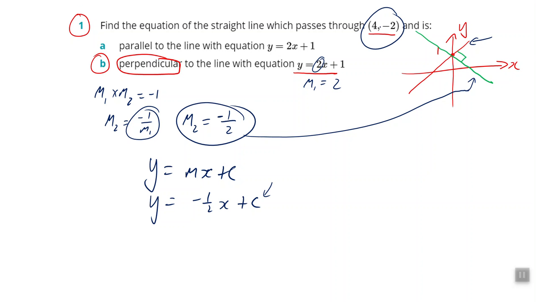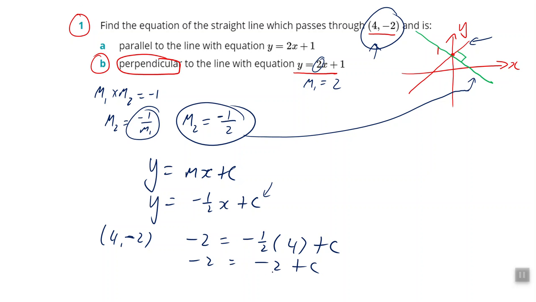You notice how both lines have that point in common. So all I need to do is sub that point in. So it'll become 4, -2, and sub it in. So -1/2 of 4 is -2. -2 plus 2. Great, it just cancels, so c equals 0.